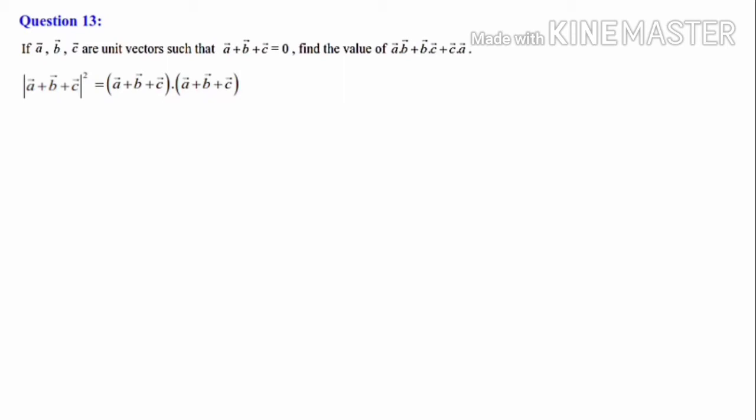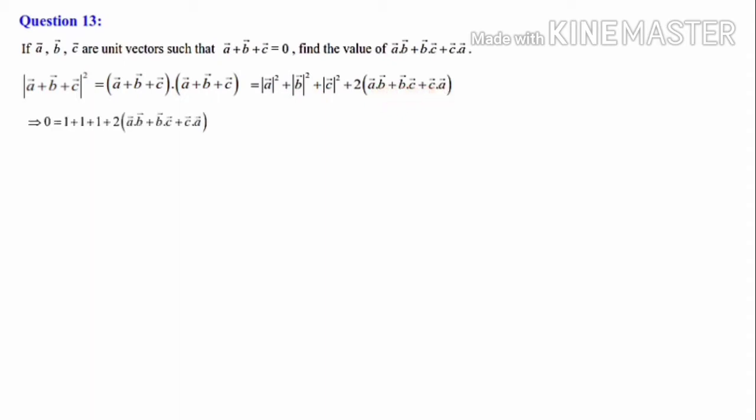So here, just like the (A plus B plus C) the whole square expansion, we can expand this one. A dot A, then B dot B, then C dot C. That is A dot A, which we have already learned, is modulus of A square, plus modulus of B square, plus modulus of vector C square, plus 2 we have to take common, then 2 into (A dot B plus B dot C plus C dot A).